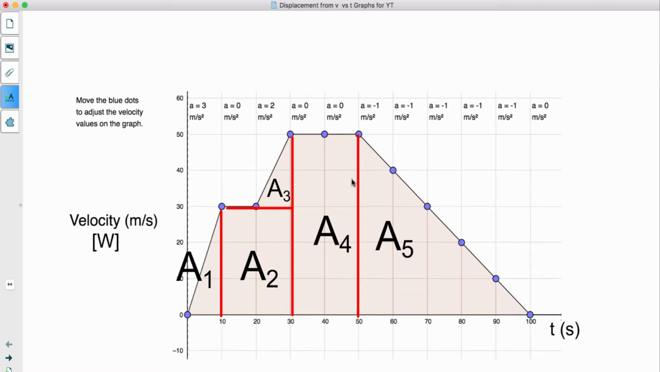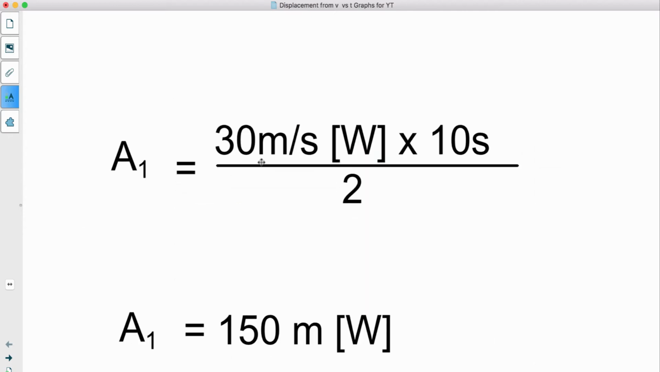Okay, so let's start calculating our areas. Area 1 is a triangle. The base is 10 seconds. The height is 30 meters per second. So area of a triangle is 1/2 base times height, or base times height divided by 2. Base was 10 seconds, height was 30 meters per second west, divided by 2, which gives us 150. Now the reason why the units are meters is we have meters per second times seconds, which would give us meters, and the vector direction is west.